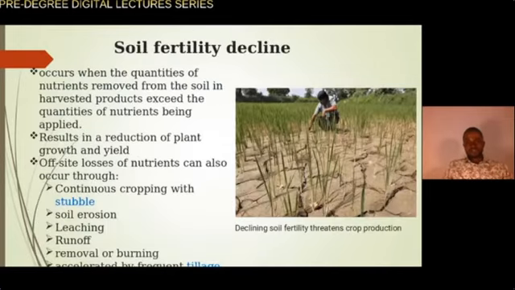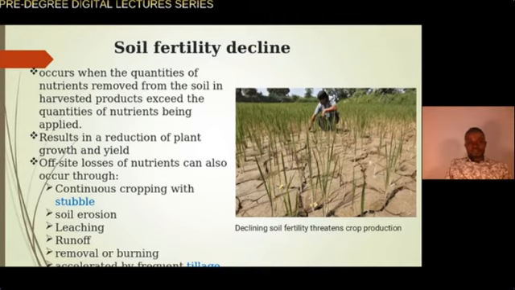Then we have, what do we mean by soil fertility decline? We said it occurs when the quantity of nutrients removed from the soil in harvested produce exceeds the quantity of nutrients being applied. Whenever nutrient is being removed from the soil in a quantity that exceeds the amount replaced, we said the soil has declined in its fertility. It results in reduction of plant growth and yield.